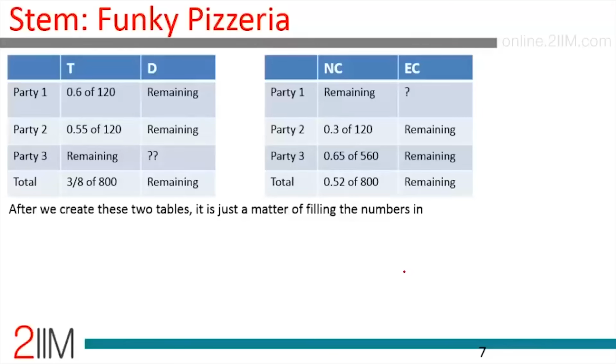We're told that thin crust is 0.6, 0.6 of 120. We know that. What is 0.6 of 120? 0.6 into 120. 72. Remaining should be out of 120, 72, 48. 0.55 of 120. What is 0.5 of 120? 60. 60 plus 6. This will be 66.